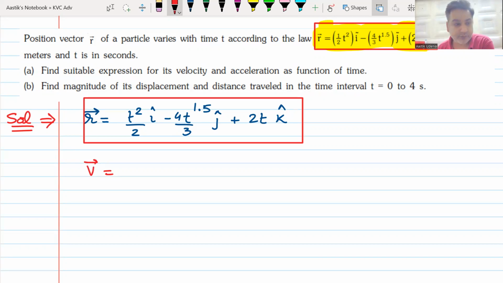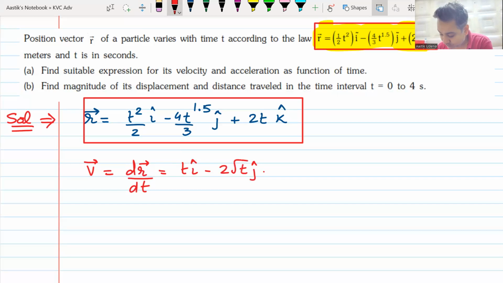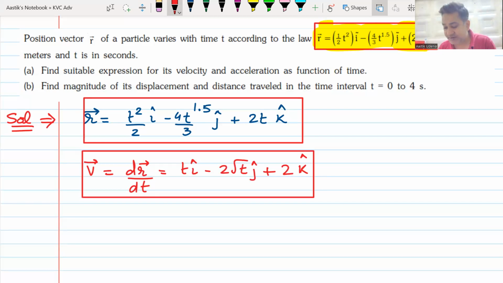V vector. Differentiate. It is the derivative of this with respect to time. I hope you know how to differentiate it. Yes or no? So you will get something like this: the derivative of t squared by 2 is t, multiplied by i hat, minus 2 root 2 t j hat, plus 2 k hat. This is the expression for velocity. Which type of velocity is this? Is this average velocity? Is this instantaneous velocity?